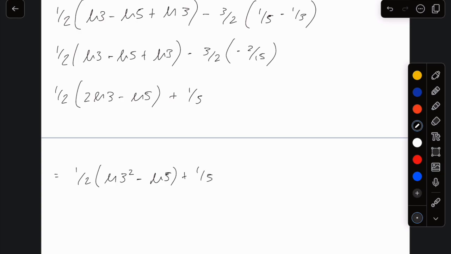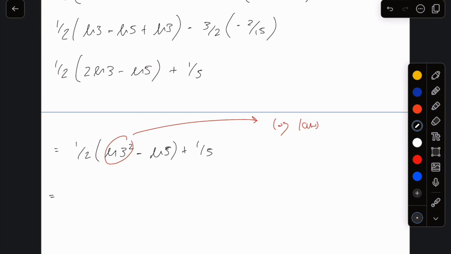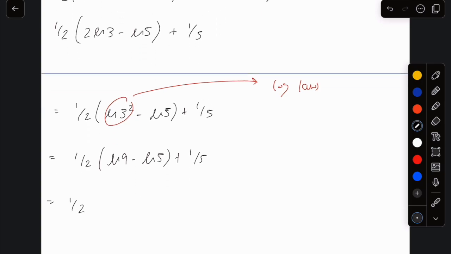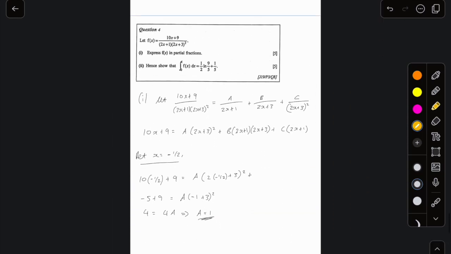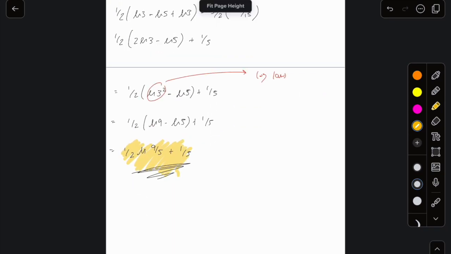Now, why am I doing that? Because remember, it's the rules of ln. It's the log laws. And then from here, I can say, okay, cool. What we get is a half of ln 9 minus ln 5 plus a fifth. And applying log laws again, we're going to get a half of ln 9 over 5 plus a fifth. And that is going to be our final answer, guys. And that's what they're looking for. Half ln 9 over 5 plus a fifth, and that's what we got.